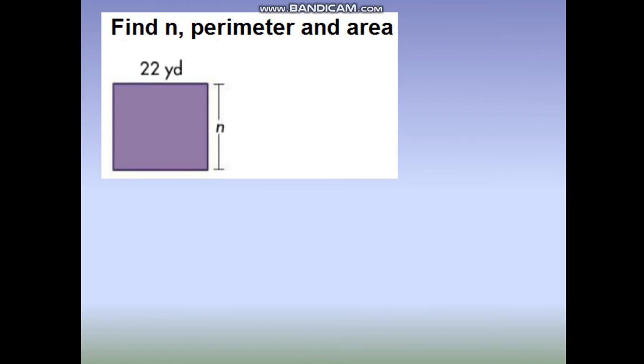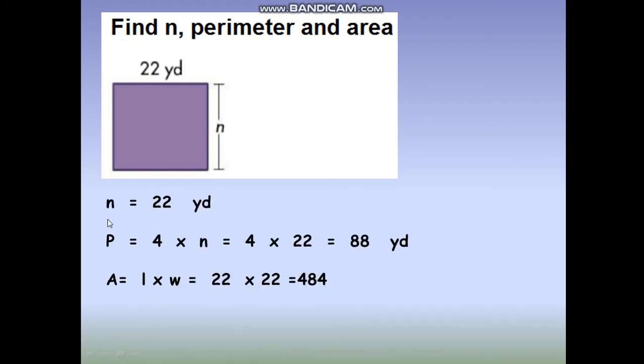Find n when perimeter and area are still missing. But teacher, in this case, how to find n, a variable, and perimeter and area? Do you remember the characteristic of the square? Yes, a square has 4 equal sides. So directly n will give me 22 yards. What about perimeter? Substitute with its rule. Again, n equals 22 yards from the characteristic of the square.